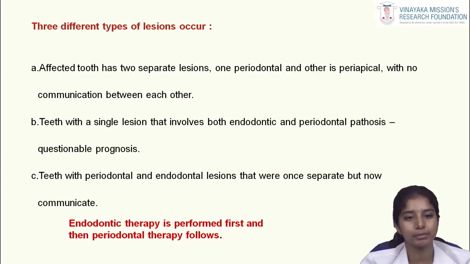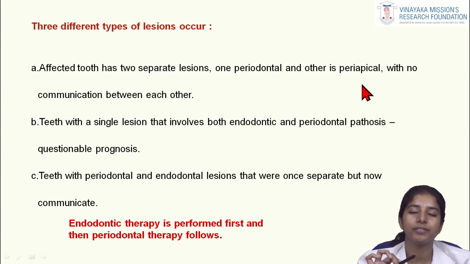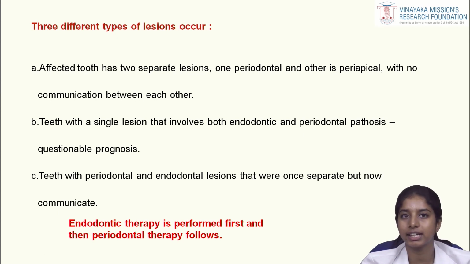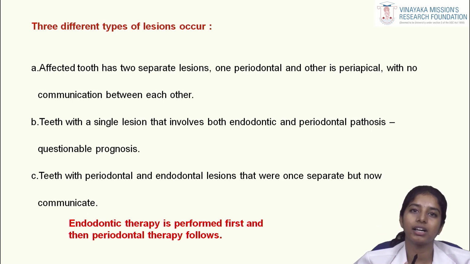And there are 3 types of lesions that can occur. First, we have affected teeth that have 2 separate lesions, one periodontal and the other periapical, with no communication with each other. In the second situation, we have a tooth with a single lesion that involves both the perio and endo lesion, and that tooth has a questionable prognosis only. And then a tooth with perio and endodontic lesions that were once separate but now are communicated. For this type of lesion, endodontic therapy is performed first and then periodontal therapy follows.